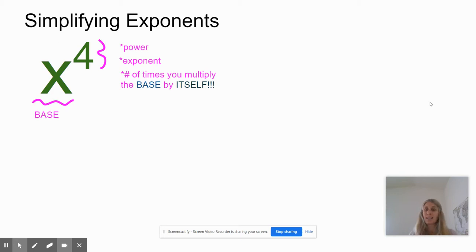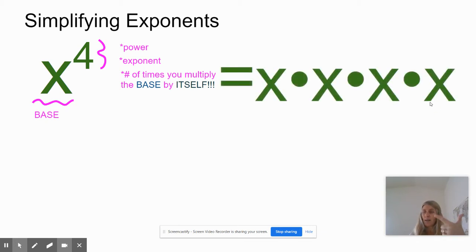A big mistake is having this answer be 4x. It is not. This is not a way to say multiplication. What we do is we take that base and we multiply by itself 4 times. So the only thing you're actually going to write down is the base itself. So x to the fourth power is equal to x times x times x times x.